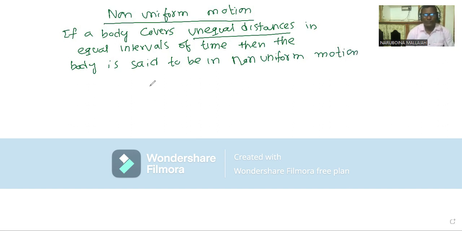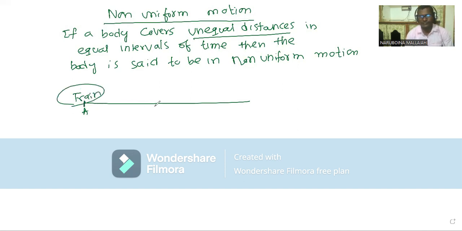Let us take one example. Trains, buses, scooters, they have non-uniform motion. Say a train starts from station A. Different stations are there. In the first minute, or first second, or first hour, you can take any unit of time.